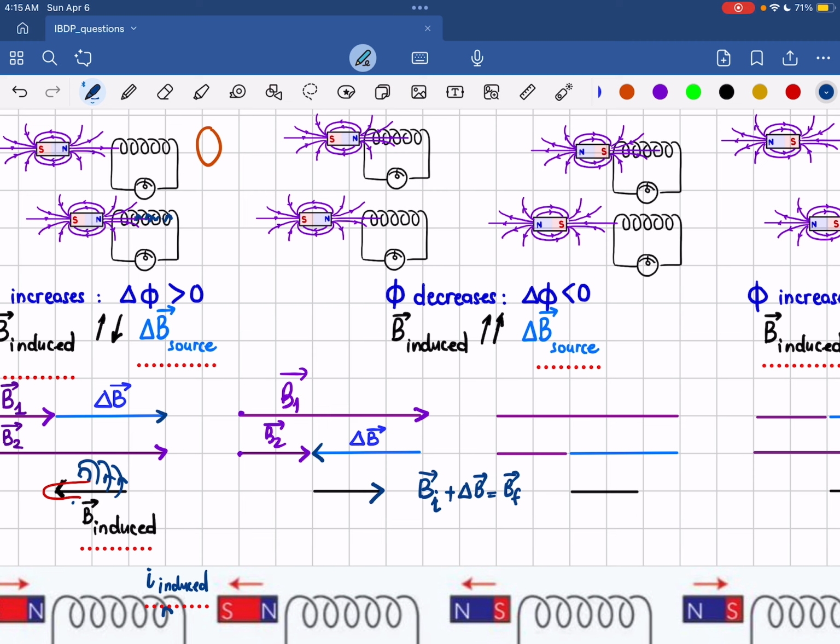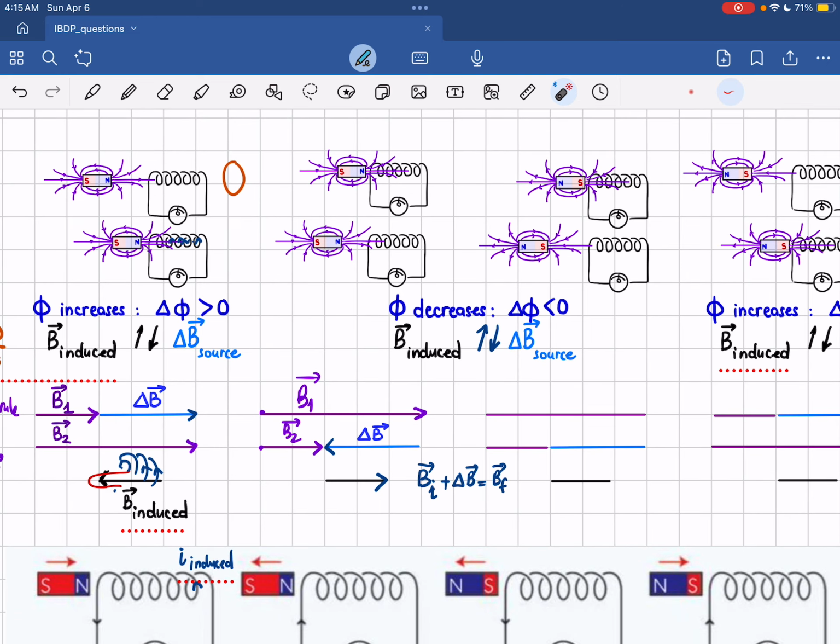Okay, this one will be opposite. It's always opposite to the change. Okay, it's also opposite to the change in the magnetic field.